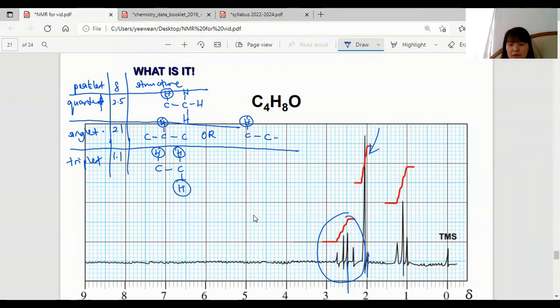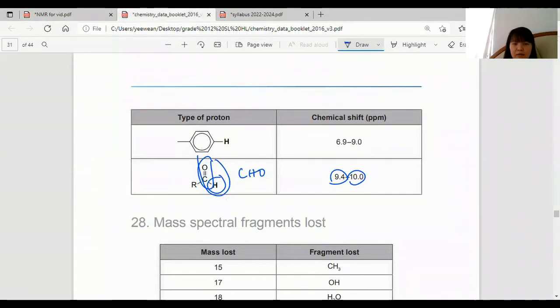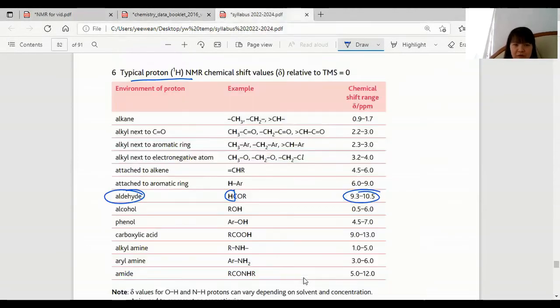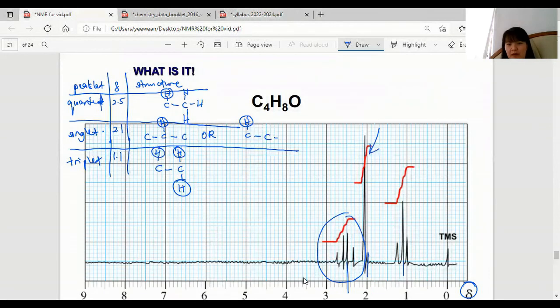Let's also use the chemical shift, something that is beside a CO. This proton is beside a CO. It gives me around 2 to 2.5. Same here, you can look for it here. Something that is beside a CO. Beside a CO. Beside a CO. Okay, so this should be beside a CO. So I'm going to draw the CO there for that singlet.